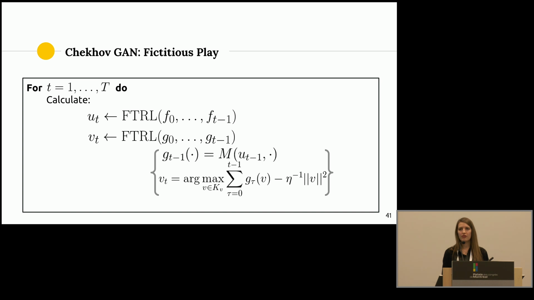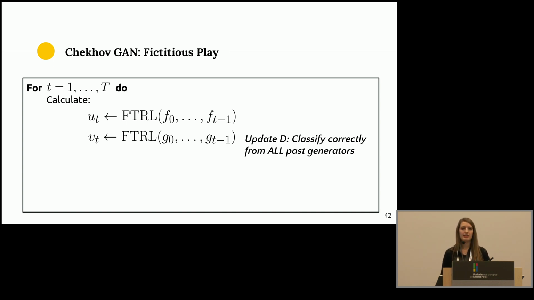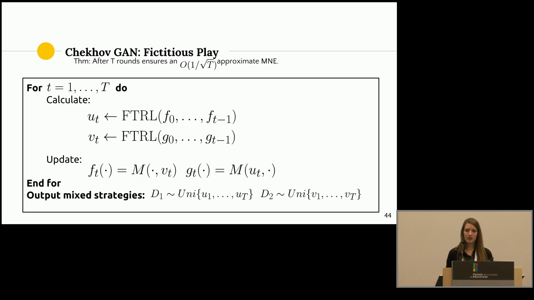Similarly, we use the FTRL rule to update the discriminator, and what this means is that instead of using only the most current generator, we update it such that it classifies correctly against all of the previously seen generators. Finally, we output a uniform distribution over the history of generators and discriminators, and this is guaranteed to achieve an approximate mixed Nash equilibrium with a rate of 1 over square root of t, and as time progresses, this approximation gets closer to the true mixed Nash equilibrium.